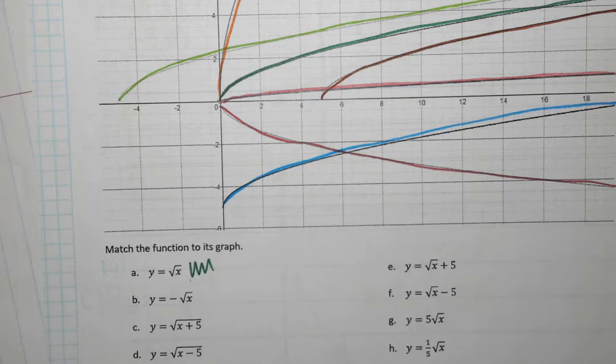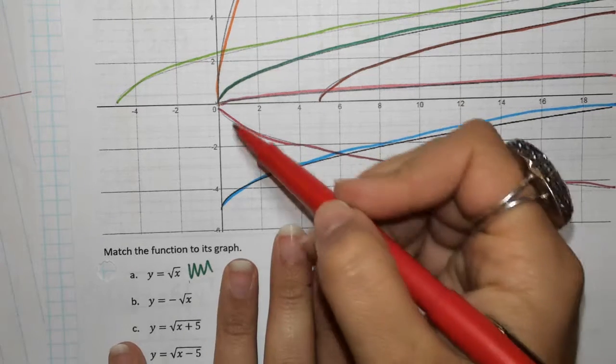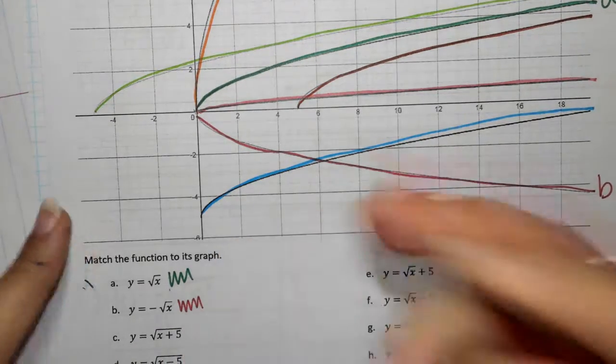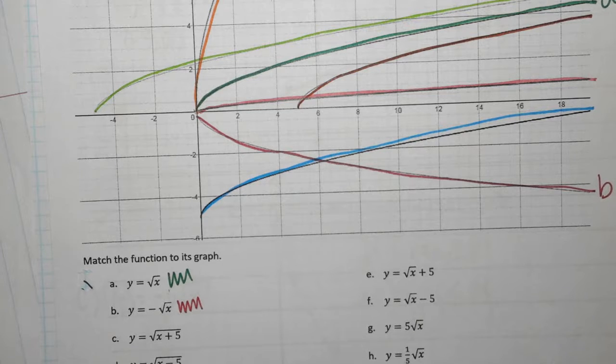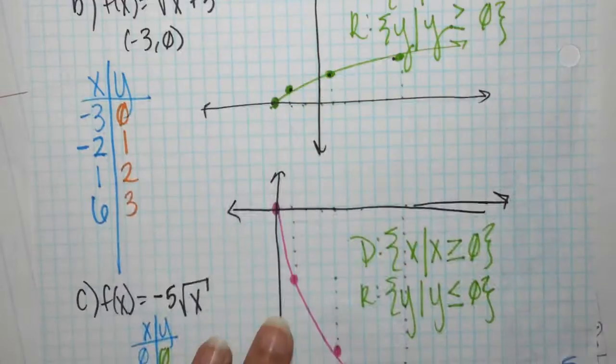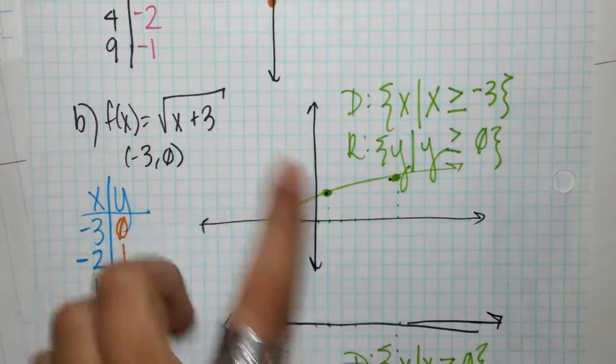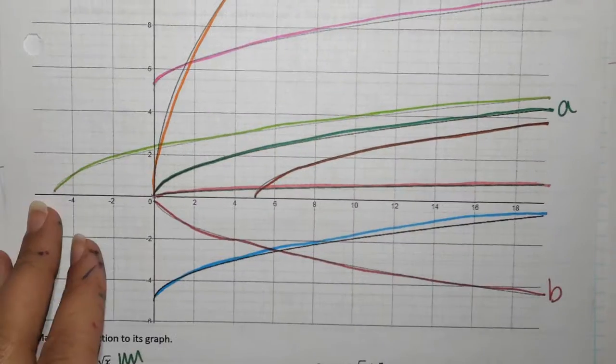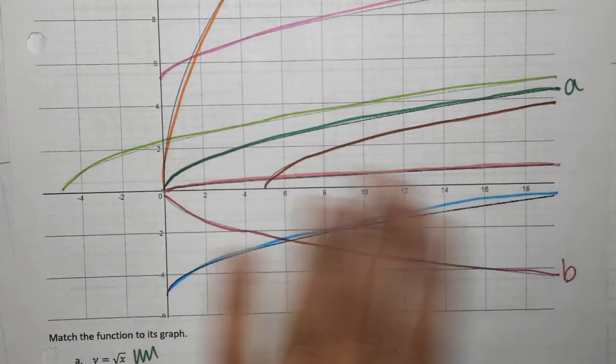Alright, what about B, negative square root of x? Which one do you think that is? The red one, the same one but flipped over. Alright, now C says the square root of x plus 3... I mean, the square root of x plus 5. We did one where it moved over, and plus 3 moved it to the left 3. So what would plus 5 do? To the left 5. To the left. So which one is that?